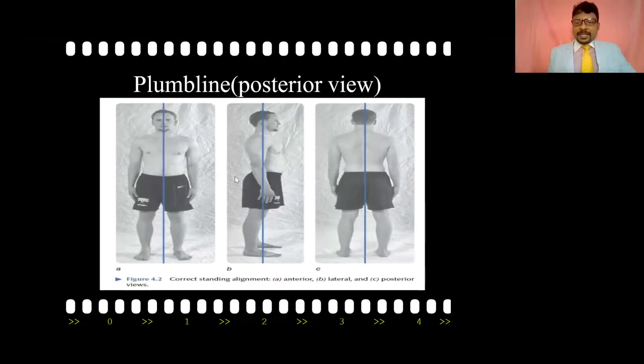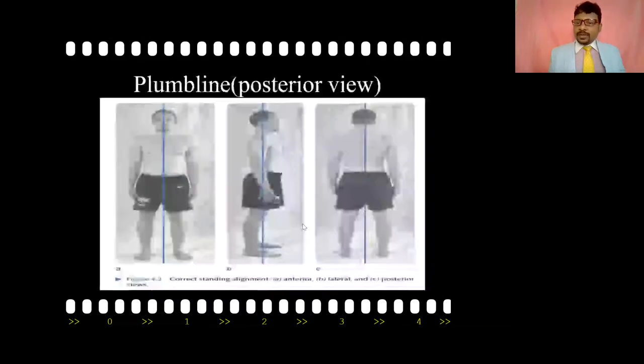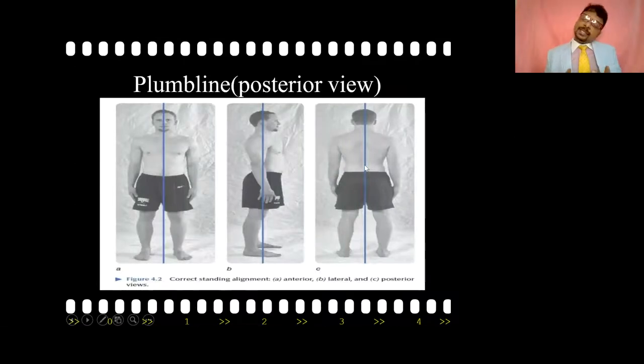And also the plumb line test in the posterior. We have to check the posterior also. How should the line intersect? Here also it should go through the occipital protuberance, the vertebral column, the spinous processes and vertebral bodies, and the sacrum, and be equally distributed in between both feet. If there is any alteration, in case of scoliosis, head tilt, or rotation conditions, this line is going to be disturbed. It's not going to be straight.